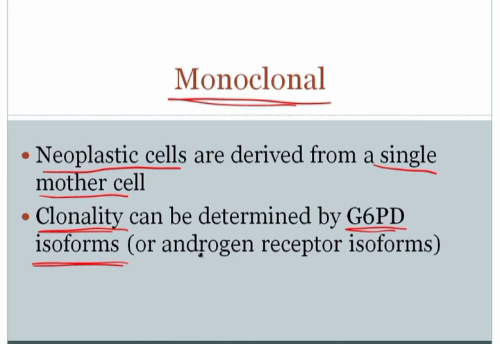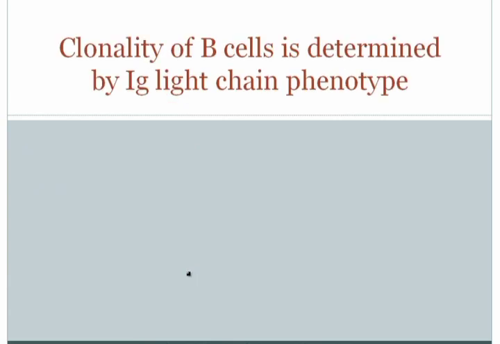Now we could play the exact same game using androgen receptor isoforms, because androgen receptor isoforms are also on the X chromosome. And so we could say that the patient has androgen receptor A, androgen receptor B, androgen receptor C or D or E, etc. And we could play the exact same game that we played with G6PD. But this is a fundamental principle of neoplasia. And that is that all neoplasia, whether it be benign, whether it be malignant, all neoplasia, all tumors are monoclonal by definition. Okay, another way that we could play the clonality game is to look at immunoglobulin light chain phenotype.